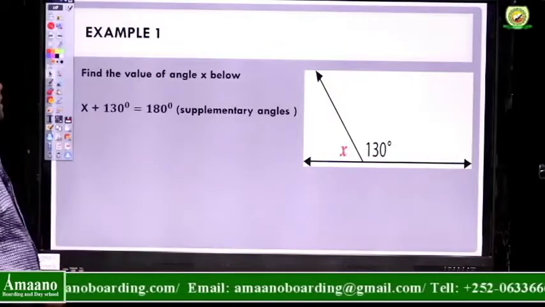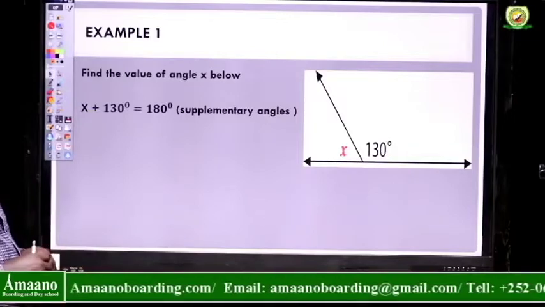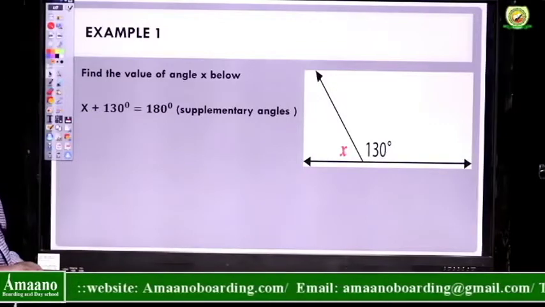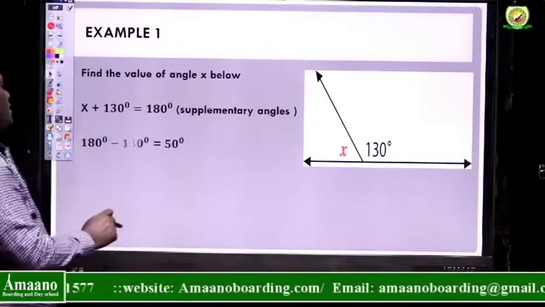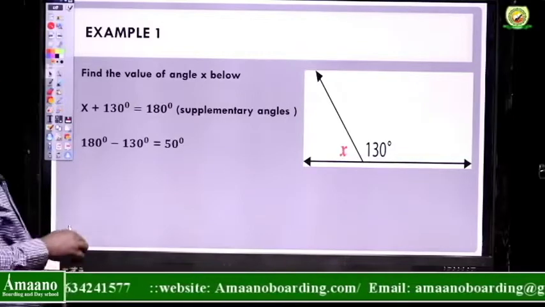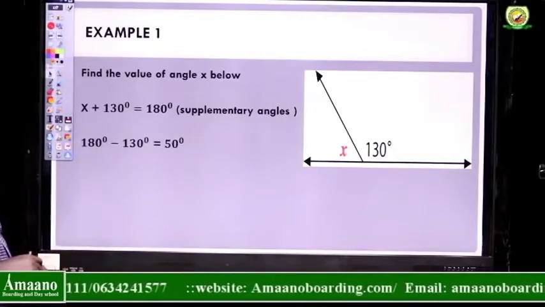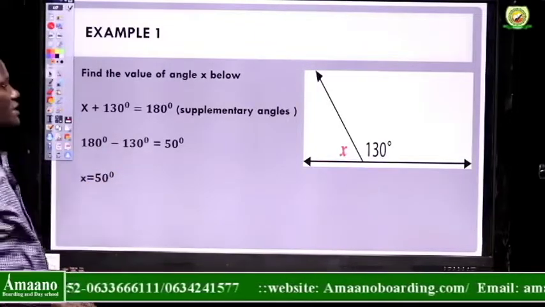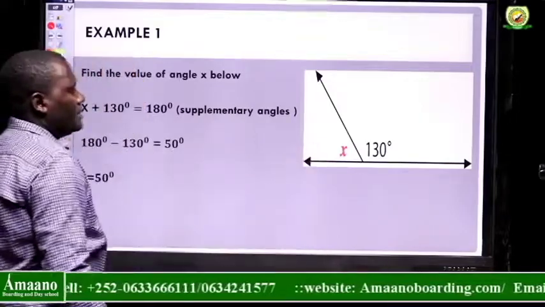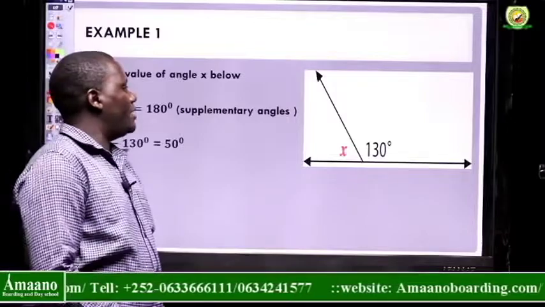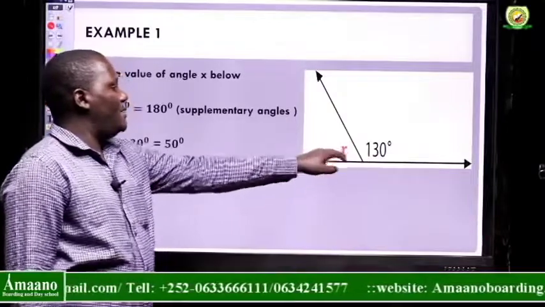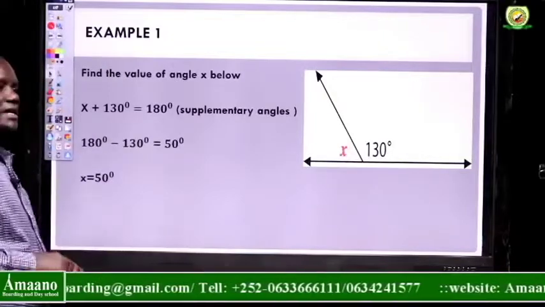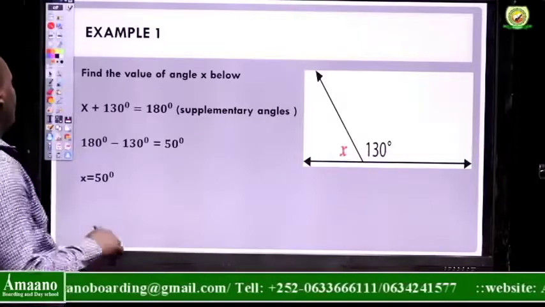That is X plus 130 degrees equals to 180 degrees. That means those are angles that are formed on a straight line that we call the supplementary angles. 180 degrees, I take away 130 degrees, I'll find it is 50 degrees. So X equals to 50 degrees. So if we write 50 degrees here, then we are going to take 130 plus 50 degrees, then we shall get 180 degrees. Those are the angles that are formed on a straight line.